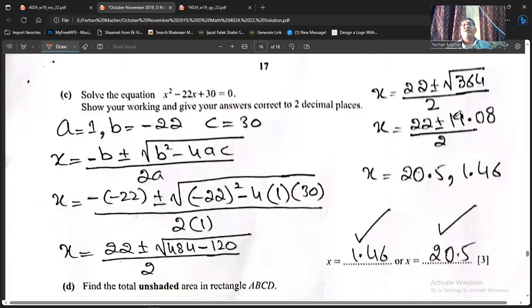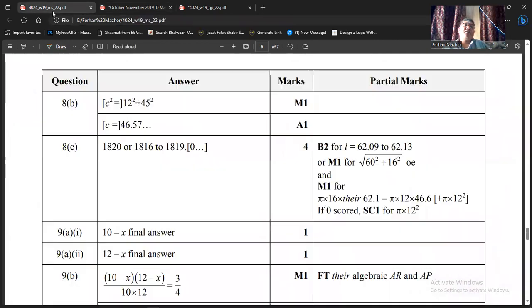So 22 plus minus 19.08, divided by 2. So now there are two things. In your calculator, you will write 22 plus 19.08 equals, divided by 2 equals, you will get 20.5. And the second thing is 22 minus 19.08 equals, divided by 2 equals, and that will be 1.46. So x will have two values. One is 1.46 and the other is 20.5.